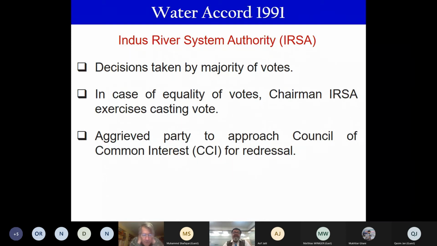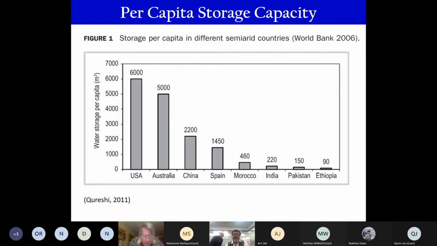This is the per capita storage of water. You see, this bar chart is showing that Pakistan has really low storage capacity, only 150 million acre feet. However, India, with a very large, huge population, has more storage capacity than Pakistan, 220 million acre feet.